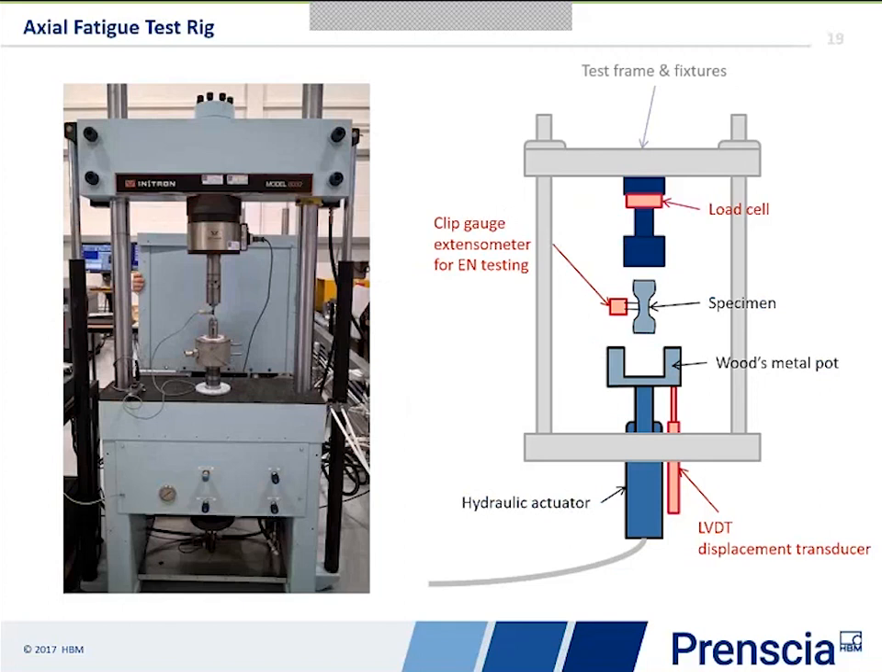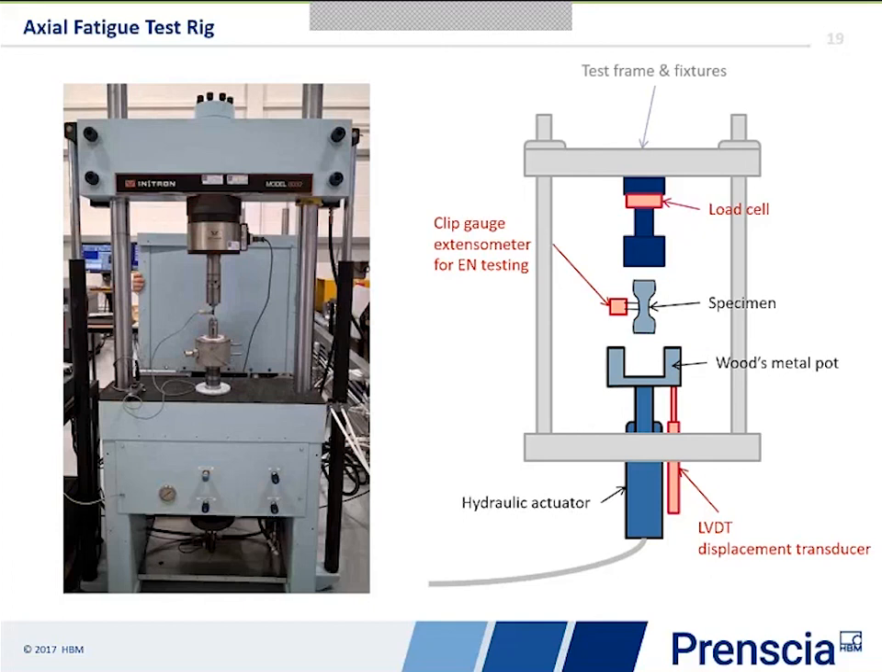We've then got our specimen in the middle, and attached to that is the clip gauge extensometer, and this is used for strain life. It's measuring the strain in the gauge section of the specimen. And then as we move to the top, we've got a load cell. This is measuring the load which is being transmitted through the specimen. Now, it's important when we do this that we align the specimen perfectly. We don't want to introduce bending and things like that.